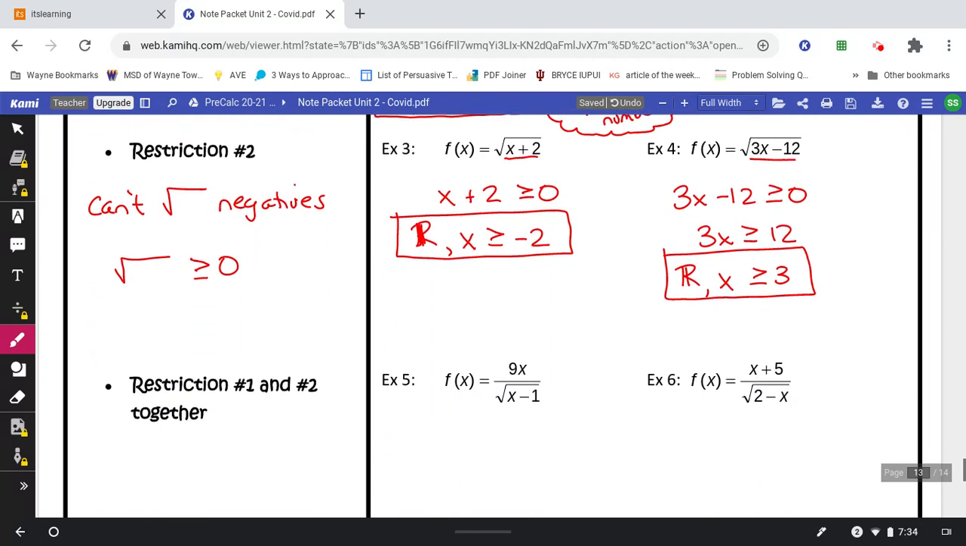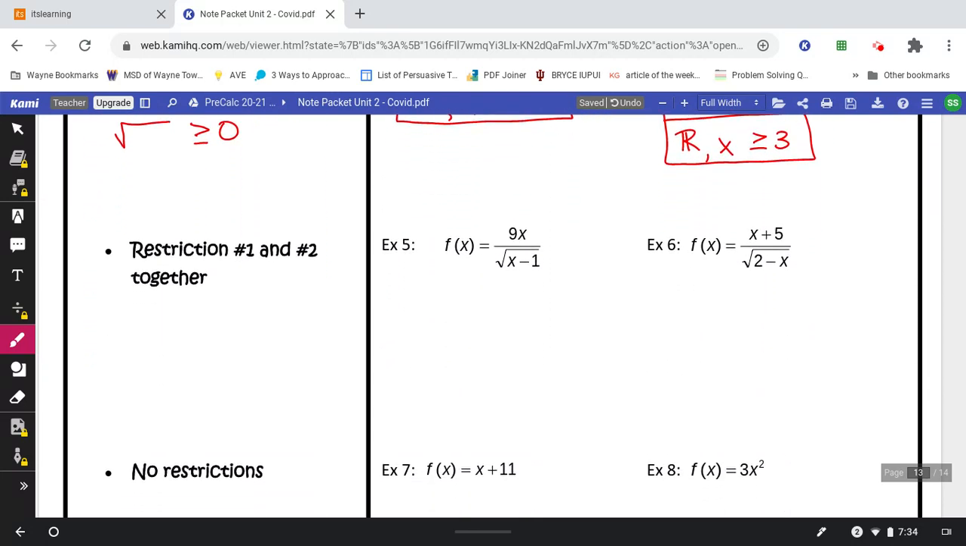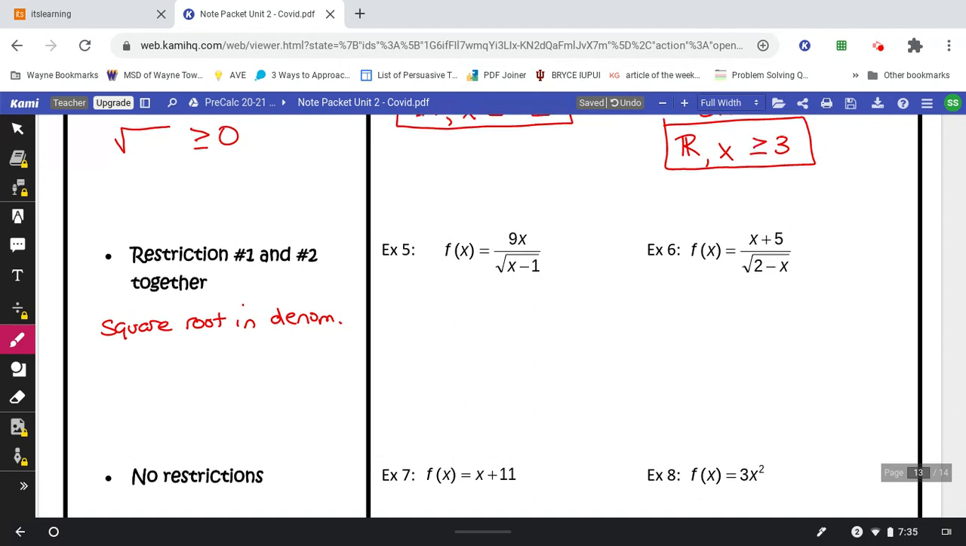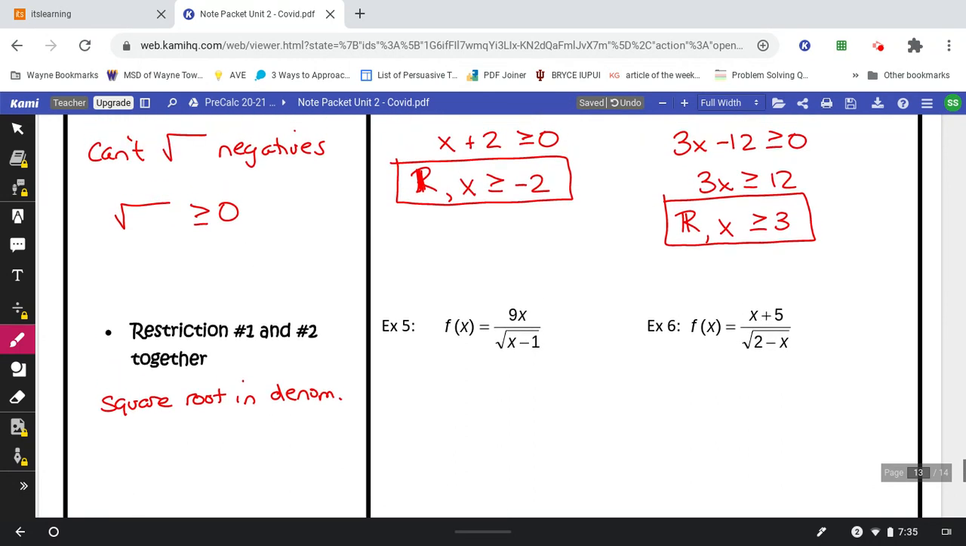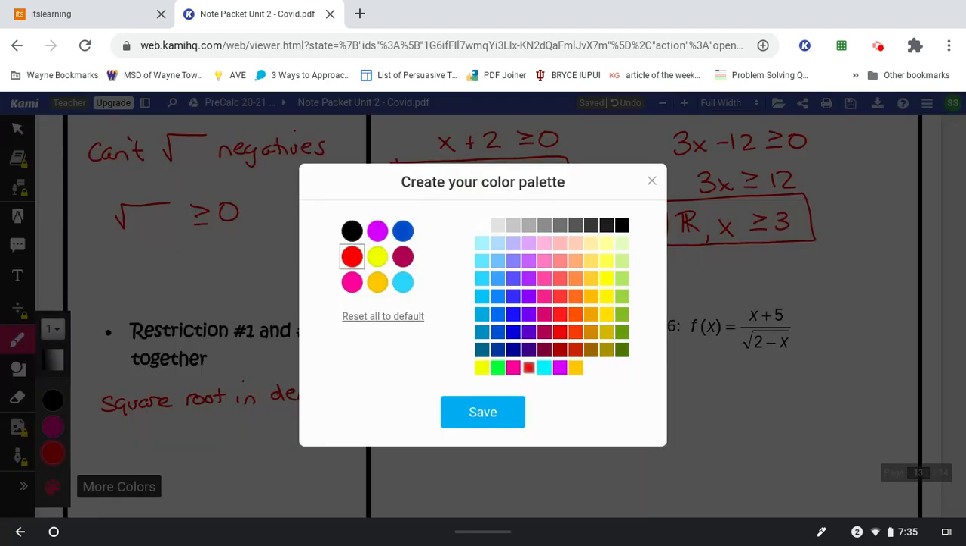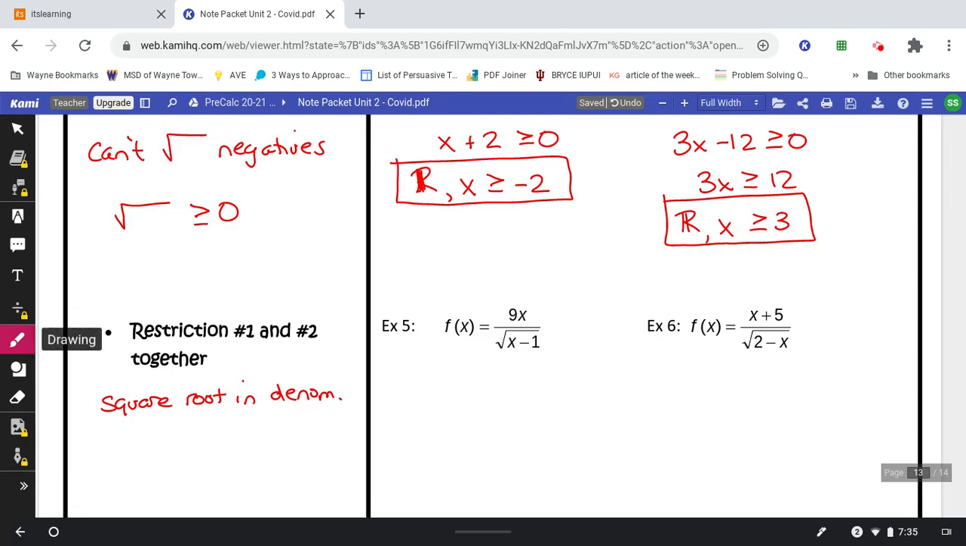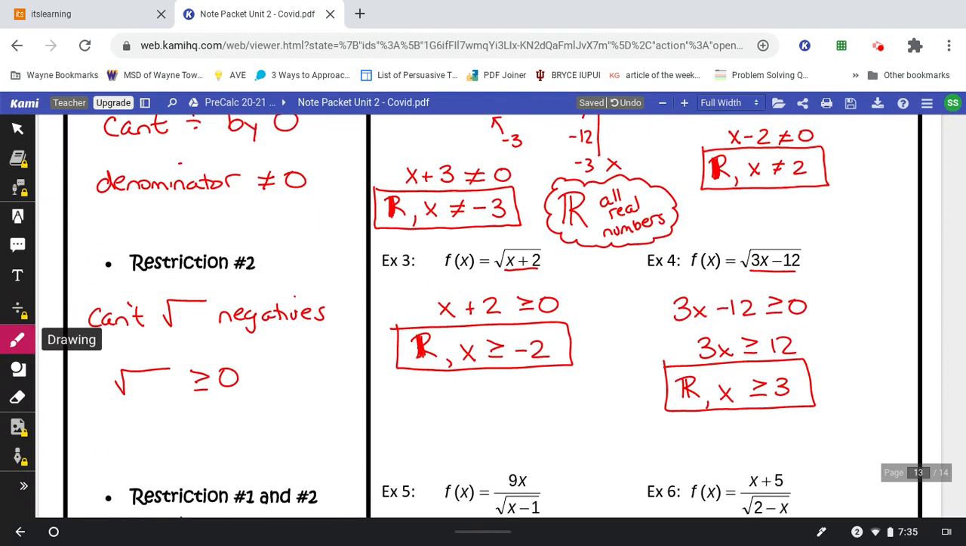All right, so the last part is a restriction 1 and 2 happening together. So notice it's a square root in the denominator. So it's 2 things happening at the same time, the 2 rules happening at the same time. So in order to do that, we have to combine these 2 rules. It has to be greater than or equal to 0, and it has to be not equal to 0.